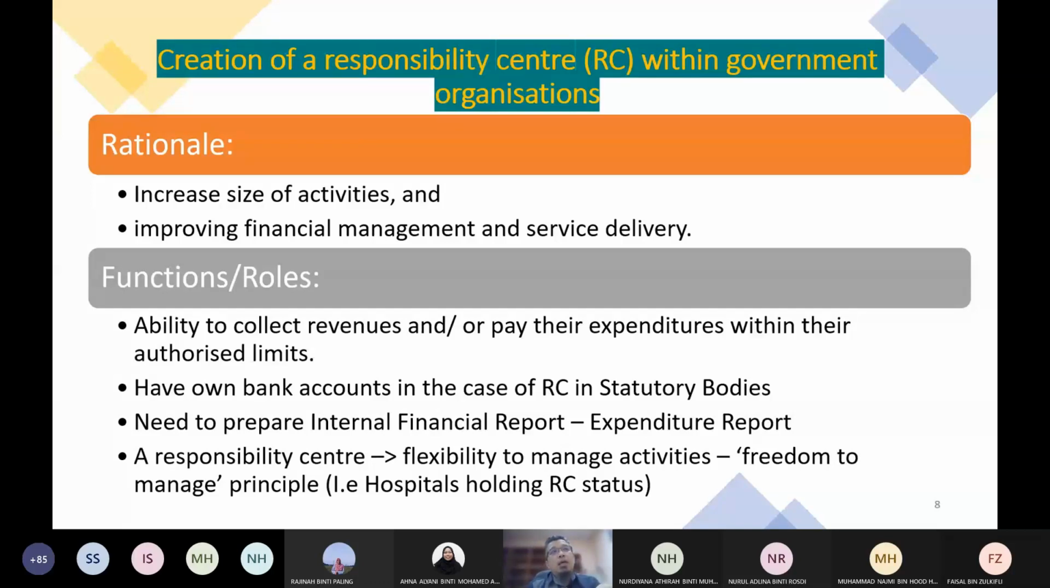Departments generally rely on the AG office at the state level or at the district level to pay on their behalf. They also need to prepare internal financial reports and expenditure reports. A responsibility center is part of the flexibility to manage activities. I think we talked about freedom to manage principles. So they have those flexibilities to improve their management. I think these are very consistent. If you still remember participative budgeting, decentralization, devolved budgeting, these are very consistent.